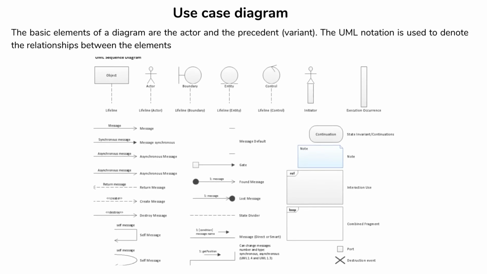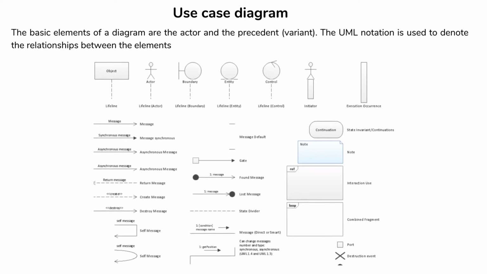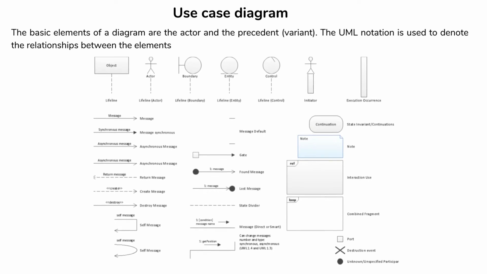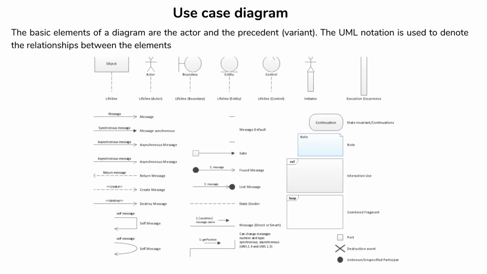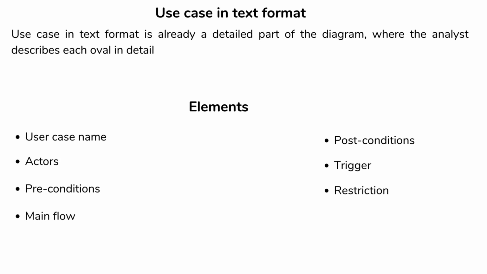Use case diagram. The basic elements of the diagram are the actor and the precedent variant. The UML notation is used to denote the relationship between the elements. Use case in a text format is already a detailed part of the diagram, where the analyst describes each oval in detail. The main elements are use case name, actors, precondition, main flow, post condition, trigger, and restriction.